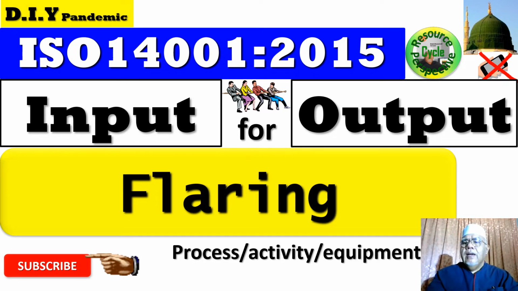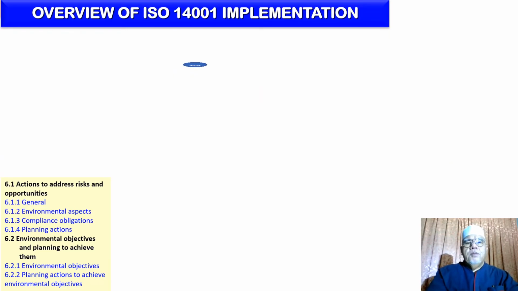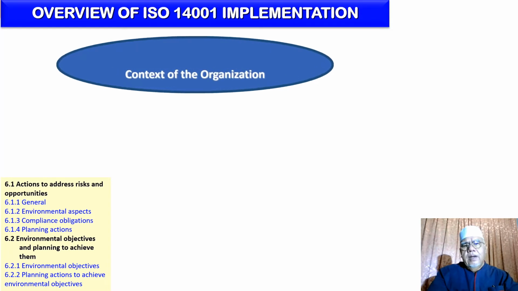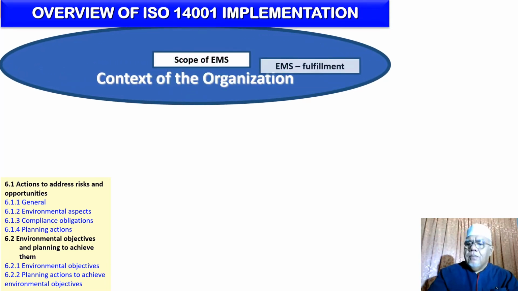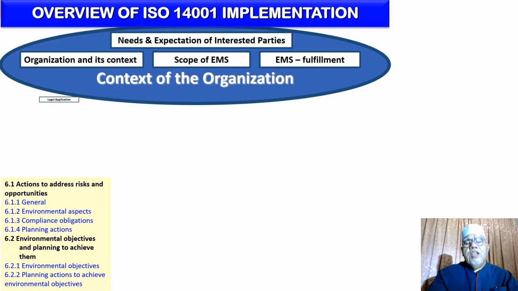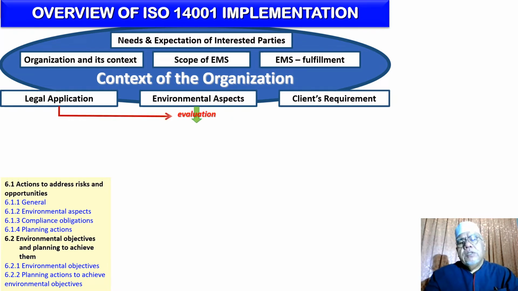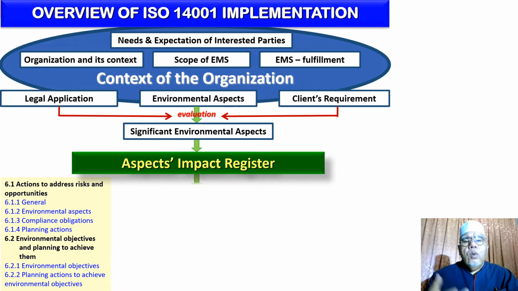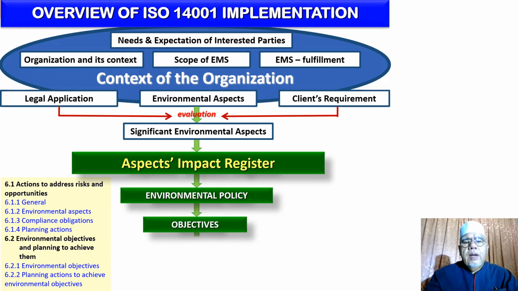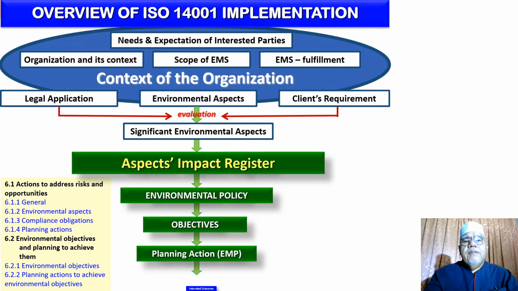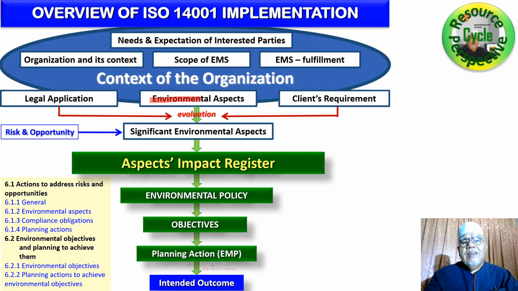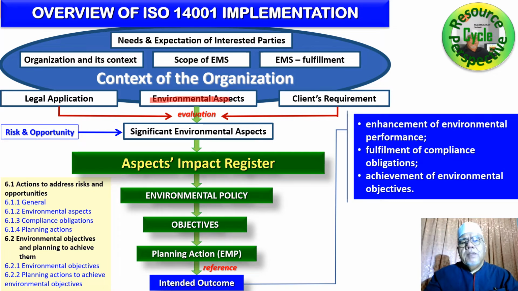Where does this input-output analysis sit in this entire implementation scheme for the environmental management system ISO 14001? This is just a summary of the steps one would have to go about in implementing ISO 14001. As far as the input-output analysis is concerned, it is over here, right at the beginning in the implementation of ISO 14001. It has got to be one of the first steps.